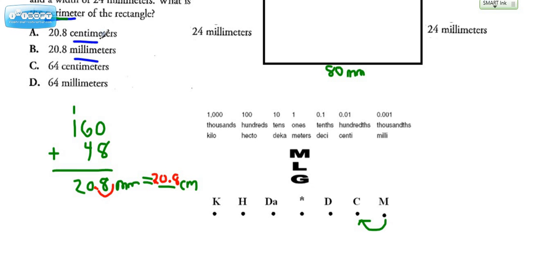Just be careful, because there's two different numbers that have this. Pick the one with the right unit.